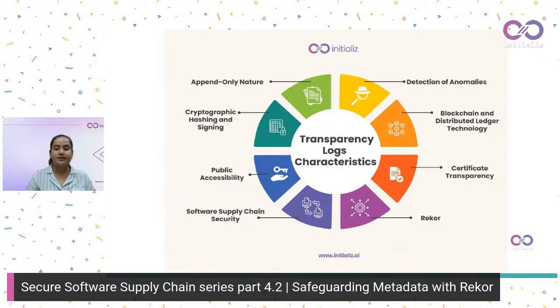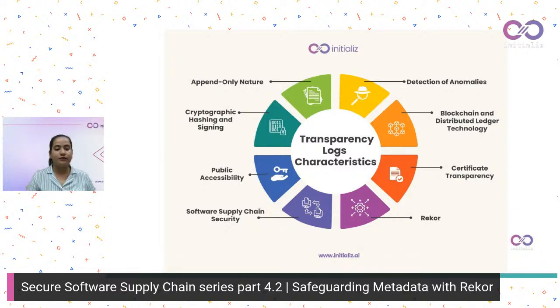Then there's blockchain and distributed ledger technology. Here, blockchain and distributed ledger technology refers to the Merkle tree. Blockchain popularly uses the Merkle tree algorithm. We'll talk about it in the next slide, and we'll see how Rekor works. In a gist, this algorithm helps create hashes and appends them together to create a root hash.